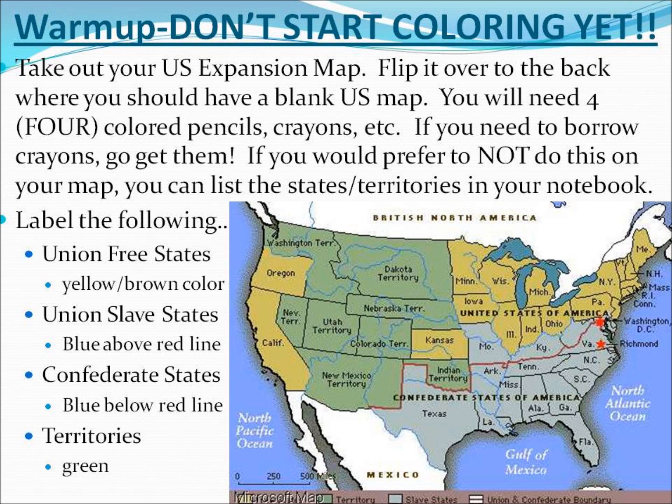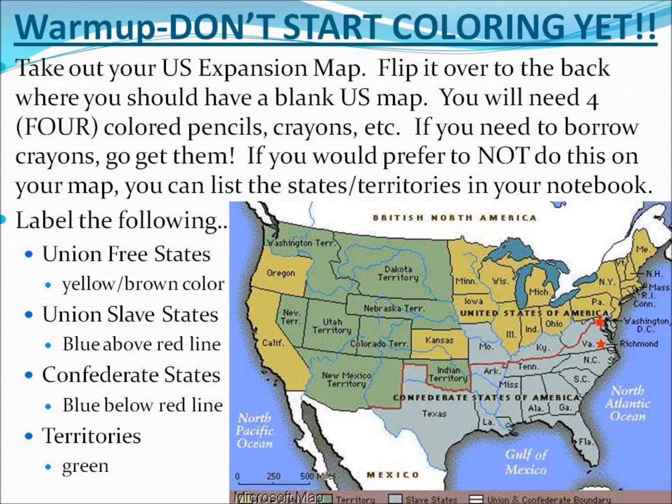Now if you look at the map, you'll see 3 different colors, but again you're going to need 4 because there are 4 different categories that are listed on the left. The first one, and probably the easiest one, is the green colored ones. Those are all of the territories. So you can just color all of those green, or whatever color you want to.